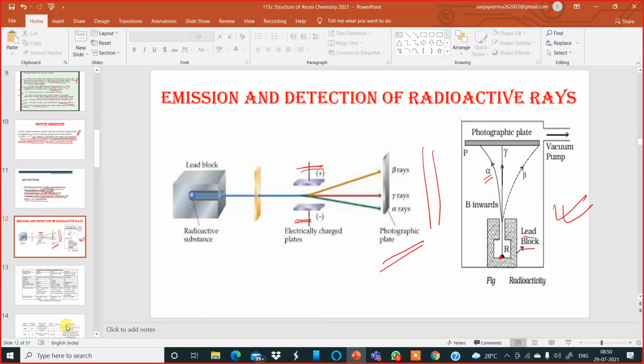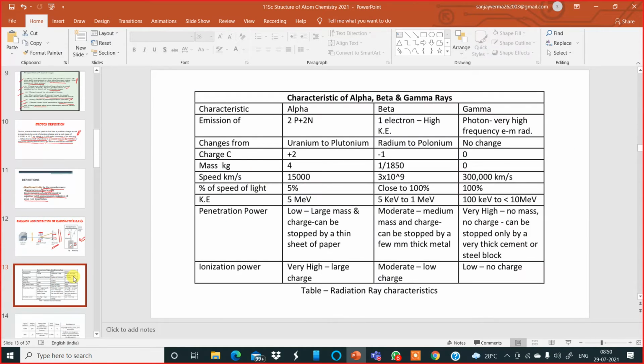This proves that alpha particles carry positive charge and beta rays carry negative charge. But the gamma rays are not deflected toward either of the plates because they do not carry any charge. They are electromagnetic in nature. Now, moving further to the characteristics of alpha, beta, and gamma rays in detail, this chart becomes very important for all of us to see and understand.